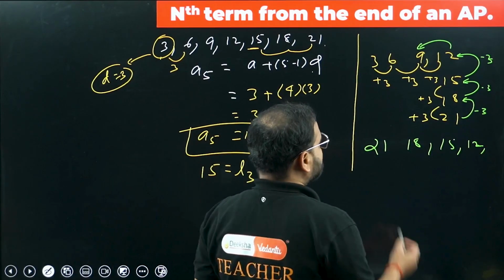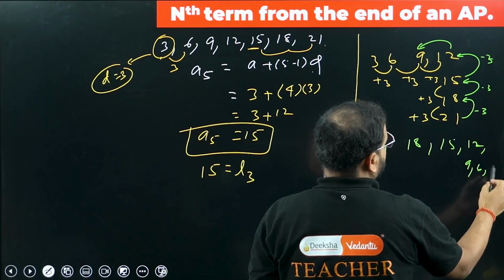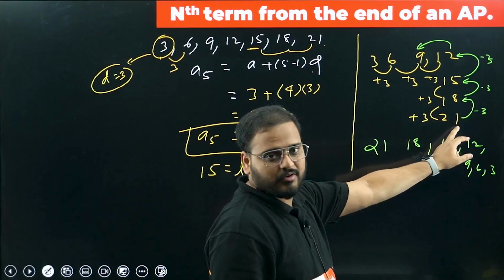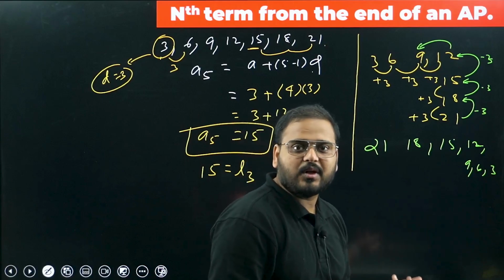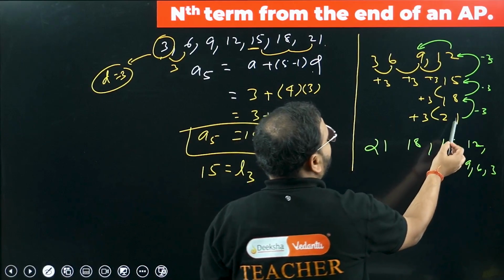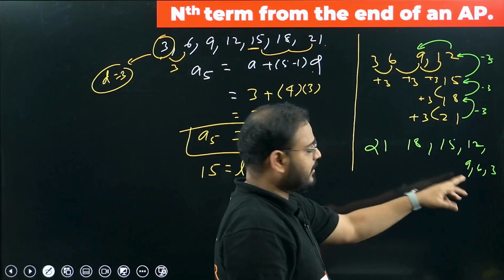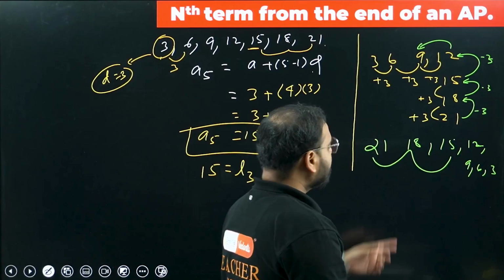Writing from the first as 21, 18, 15, 12, 9, 6, and 3. Find the last third term for this AP, or find the first third term from this reversed AP. Same thing, right? Please check. Last third term: first, second, third, 15 only, sir. If I reverse the AP, the third term is 15 only. So can you find this?